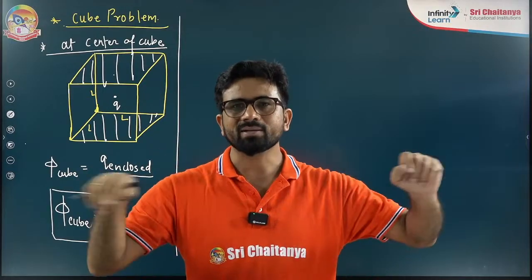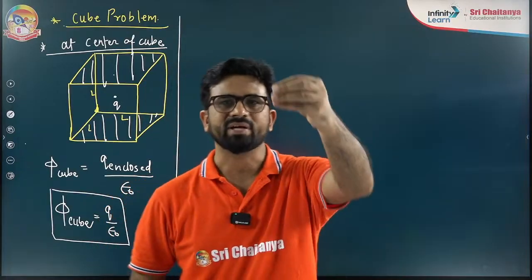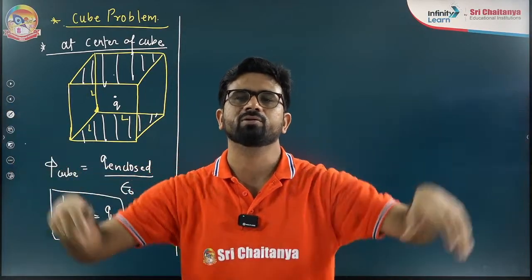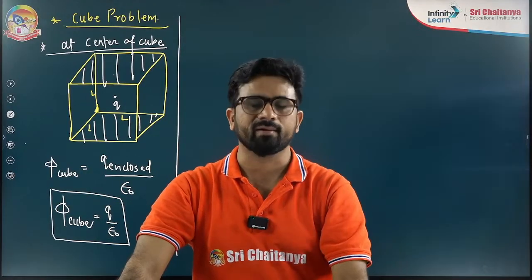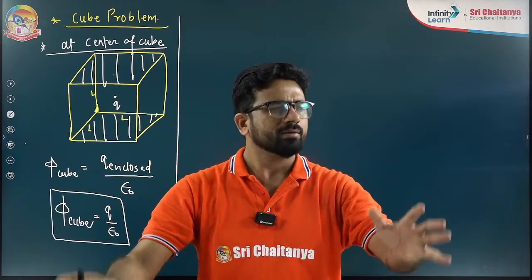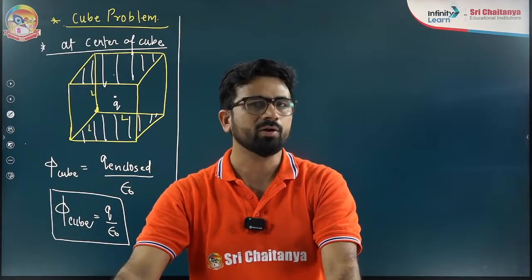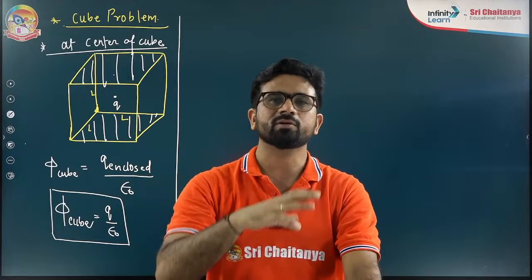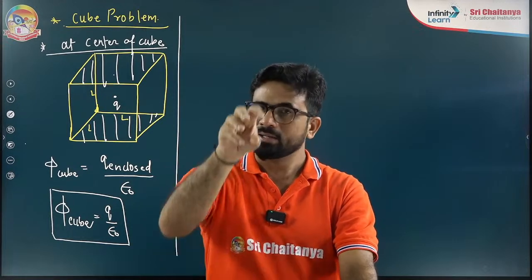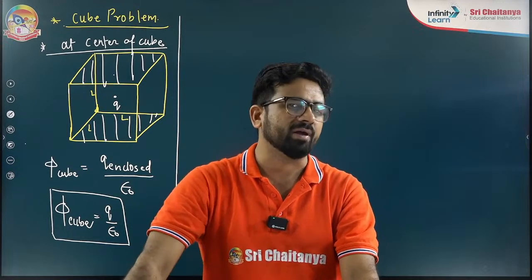If you take the side length equal to L, suppose I assume this room is one cube, wherever you are sitting, whichever room you are sitting in, just imagine that is a cube. And suppose at the center of this room, wherever you are sitting, a charge q is placed there.